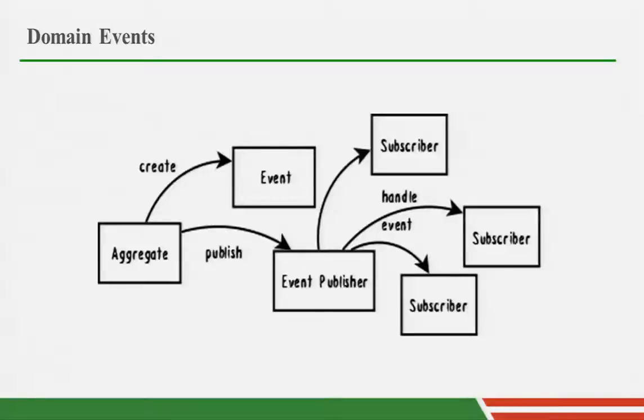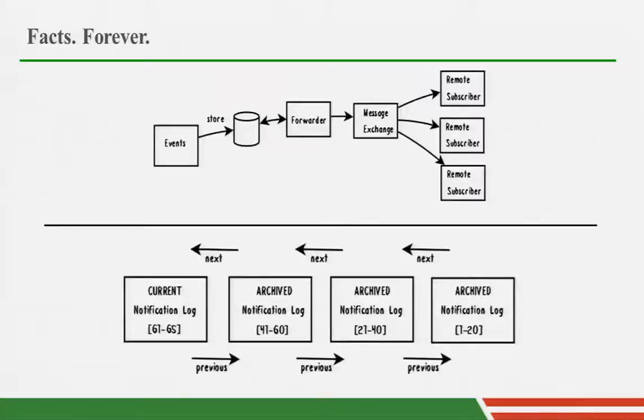The subscribers out here could be other bounded contexts. It could be aggregates in our own model. So this aggregate could have an eventual consistency influence on another aggregate up here by getting that event. Again, facts forever, and because we have an event store here, we can forward events through something like RabbitMQ, or we can package them up into notification logs and have them accessed through a RESTful resource environment. And we can look at these facts anytime.